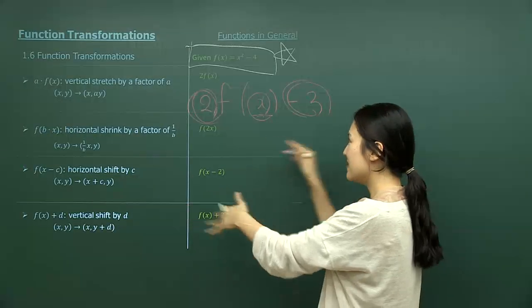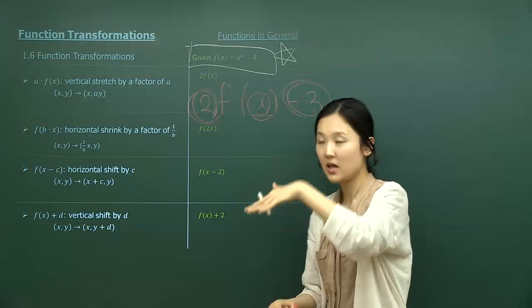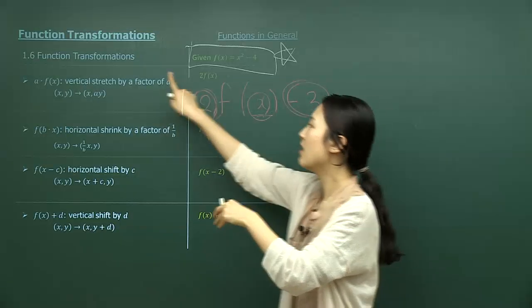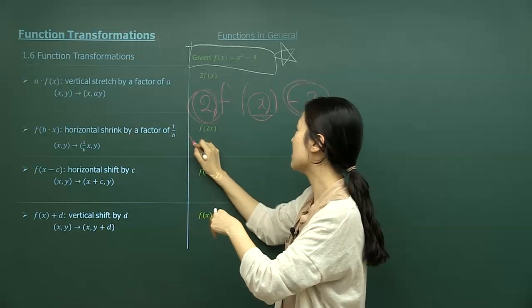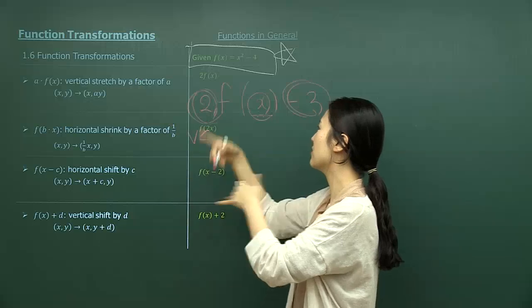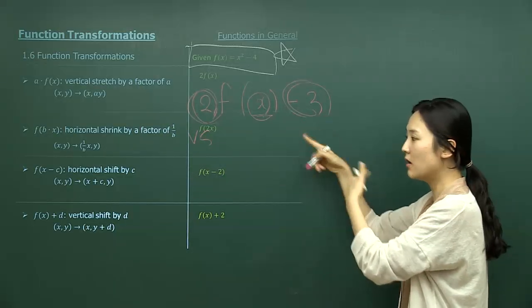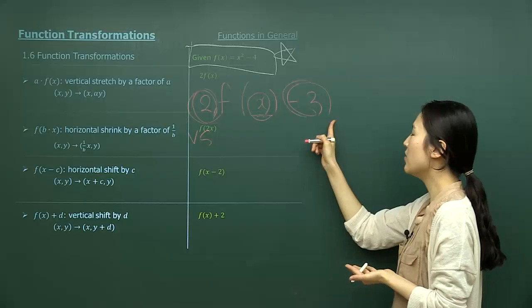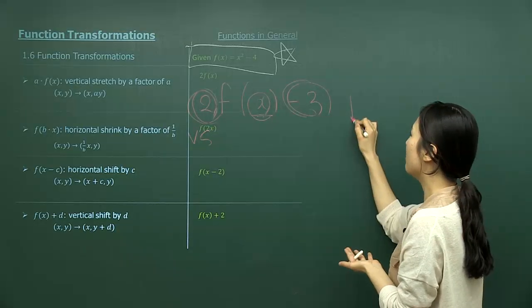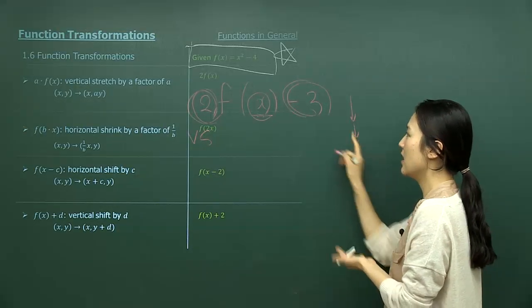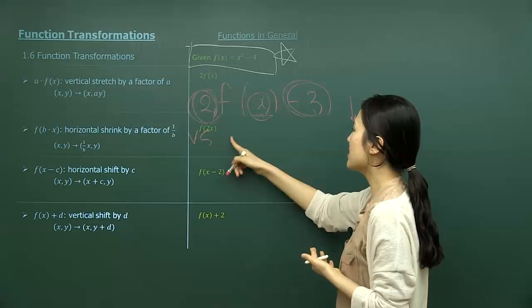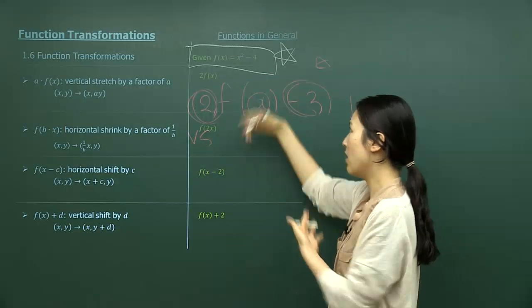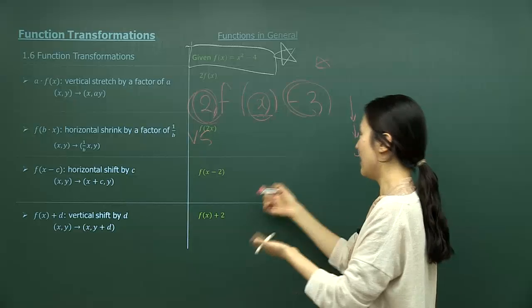If it's outside, then it's being done vertically. So the 2 is a vertical stretch by a factor of 2, and the shift will be done vertically as well. Hence, what is going on? It is actually going down by 3 units. So just understand what these are going to cause to your function and just apply it.